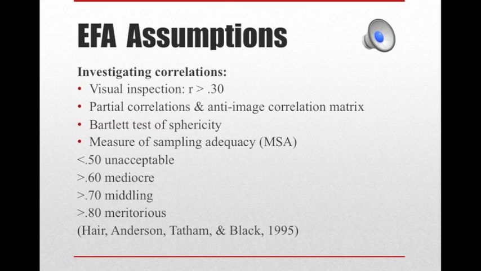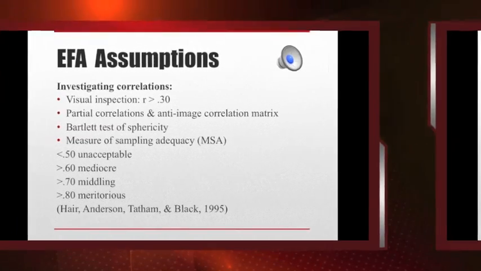Another measure for investigating intercorrelations among variables is the measure of sampling adequacy, or MSA. This is an index that ranges from 0 to 1, where values closer to 1 indicate less error in predicting one variable based on the other variables. For this index, values below 0.5 are considered unacceptable. Values around 0.6 are mediocre, values around 0.7 are acceptable, and values 0.8 or above are considered very good.